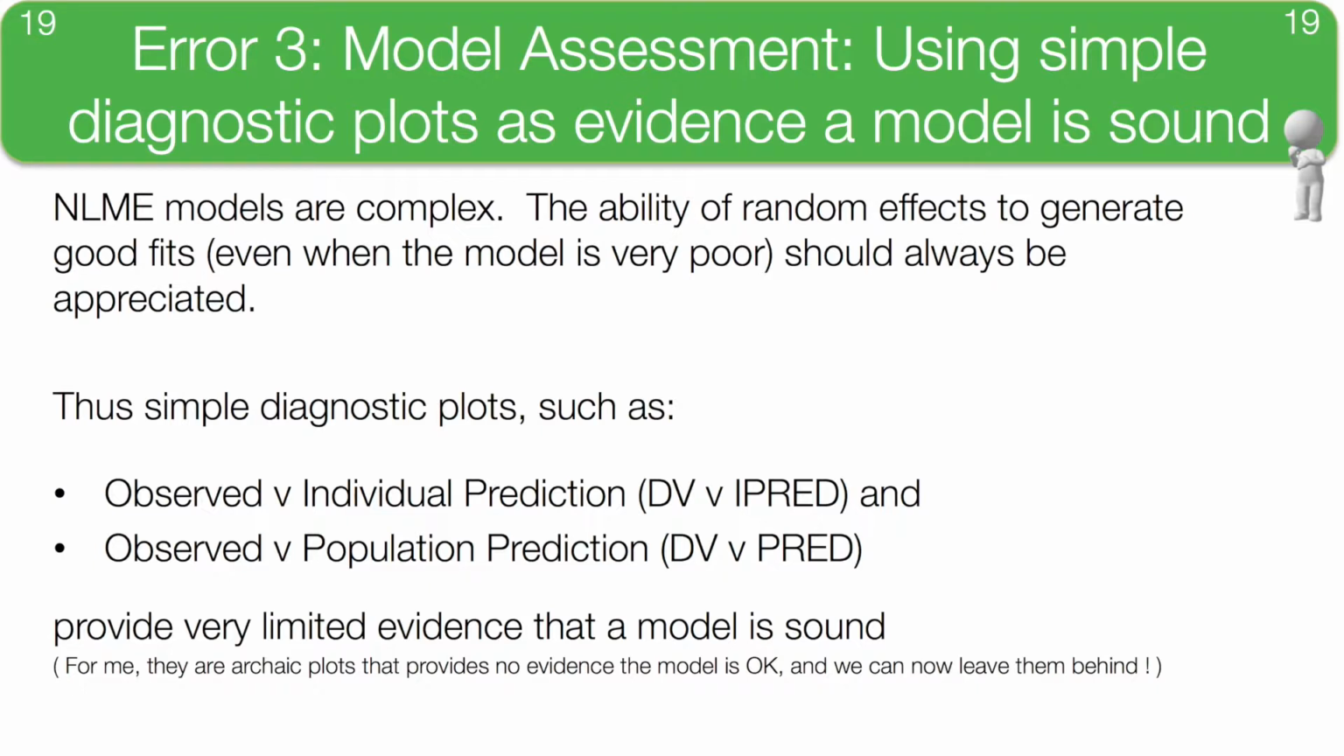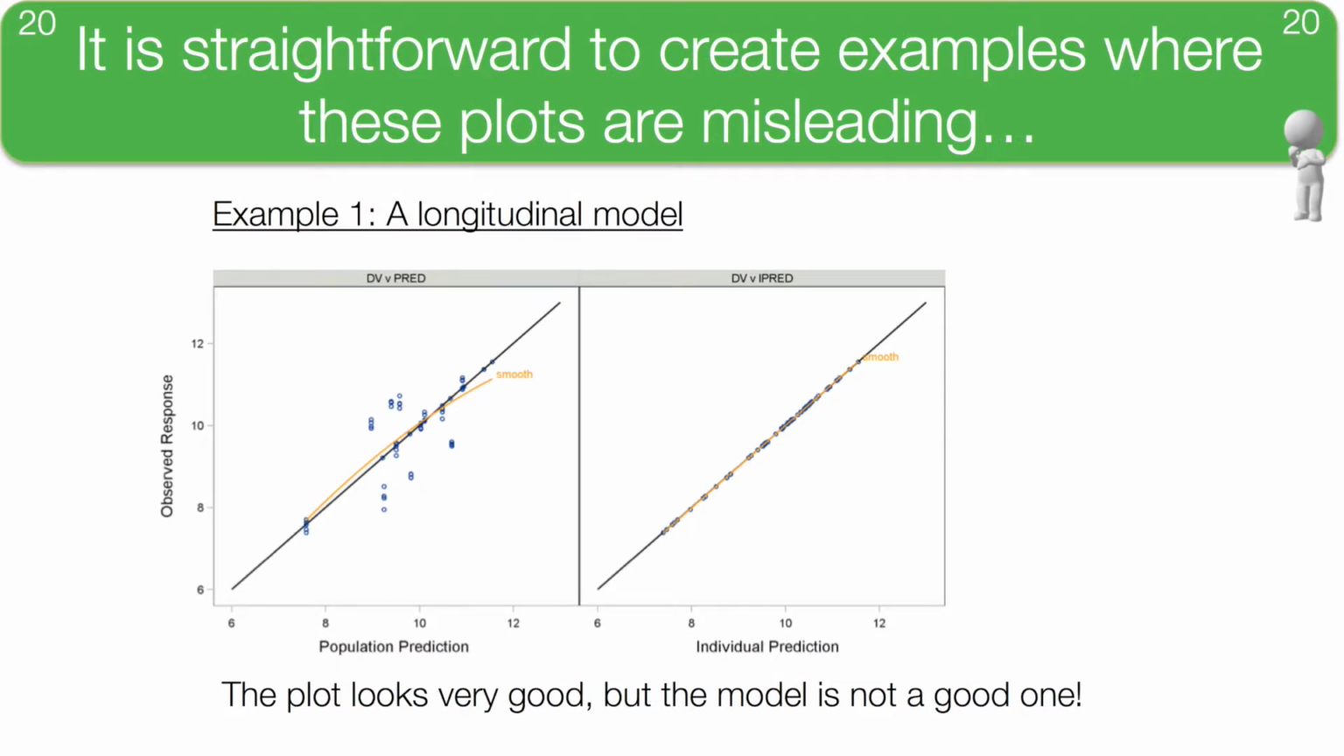So some simple diagnostic plots, such as DV versus IPRED, DV versus PRED, I think provide very limited evidence that a model is sound. And personally, I think these are kind of archaic plots that provide no evidence a model is okay, and I think we should perhaps leave them behind. Why do I say that? Well, I think it's straightforward to create examples where these plots are misleading.